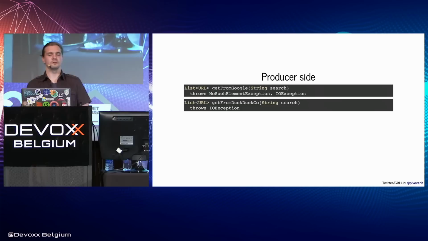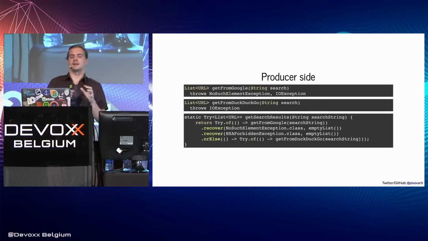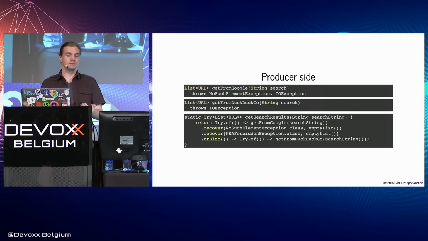This one will be based on two things, on get from Google and get from DuckDuckGo. Both throw a lot of exceptions. And on first look, it might look kind of scary, but the whole thing is mostly about putting the call that might throw an exception into a try object and then working with the API itself. What's quite interesting is that in an optional, what you put inside is a normal object. It can exist or not. But since try is dealing with exception handling, what you put inside is a method call, or a lambda expression. So we put the method call inside a try object, then we can specify declaratively, using methods like recover.